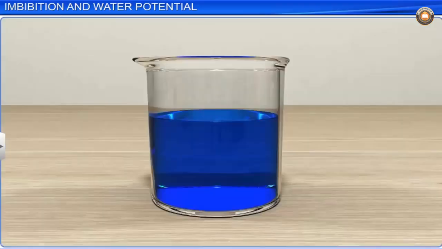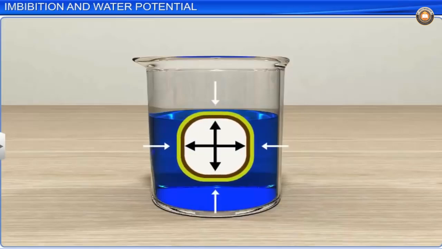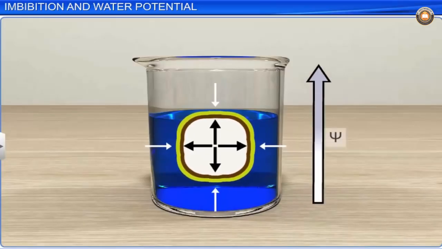For a solution at atmospheric pressure, its water potential is equal to its solute potential. But if pressure greater than atmospheric pressure is applied to pure water or a solution, it results in an increase in water potential.